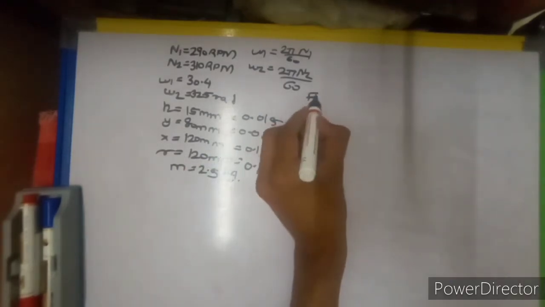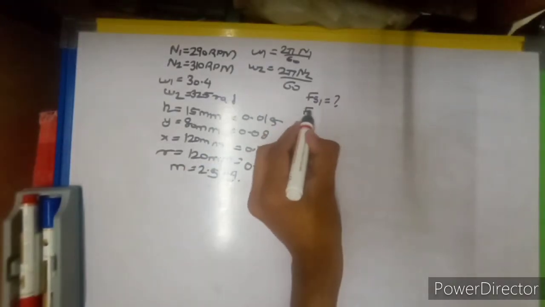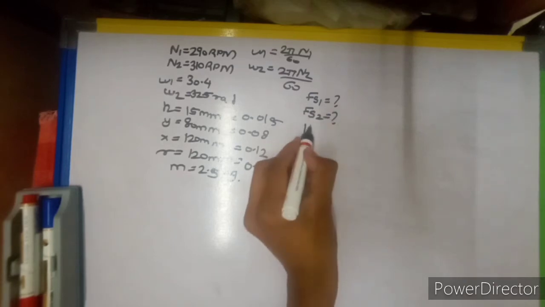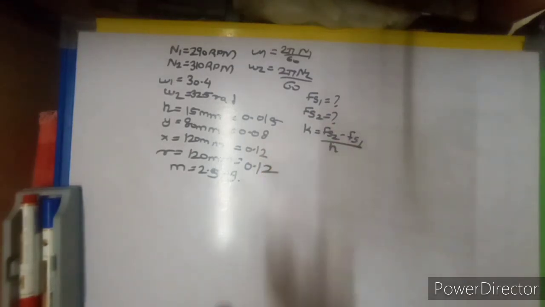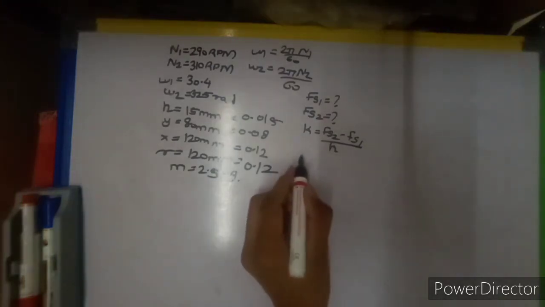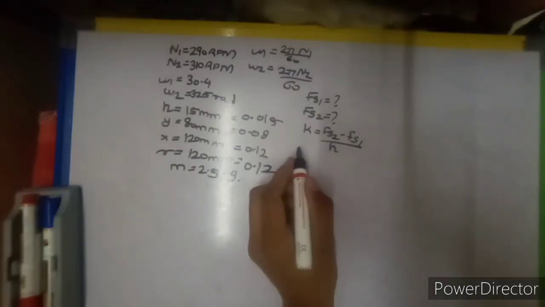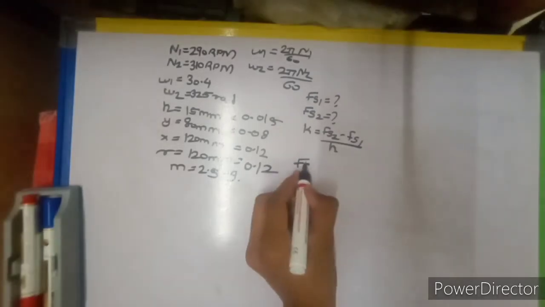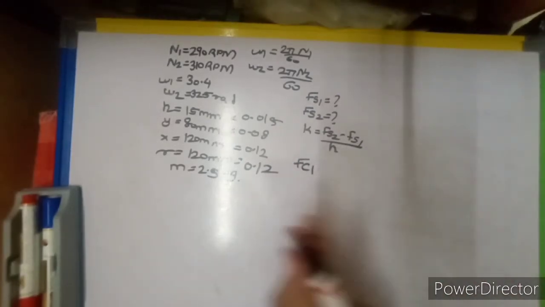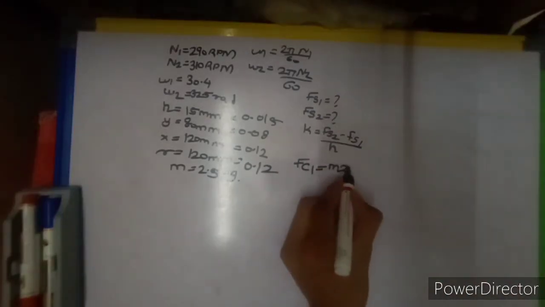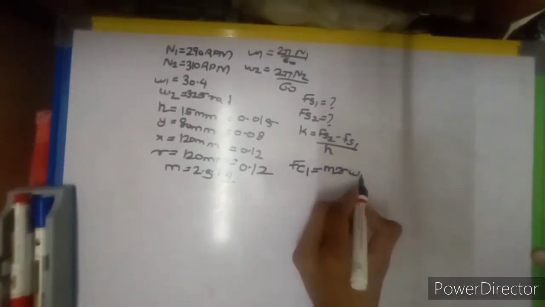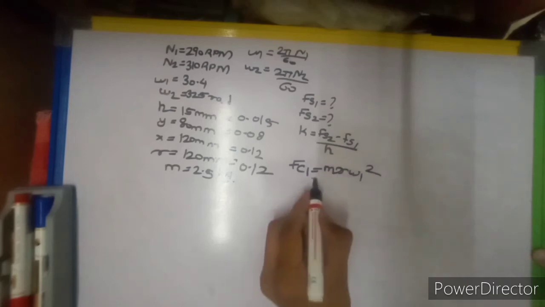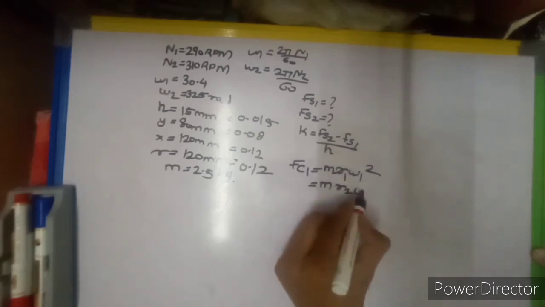So what do we have to find? Load on the springs Fs1 and Fs2, and k, that is (Fs2 minus Fs1) upon h. So four formulas we have to apply in this sum. Only four formulas: Fc1, that is the centrifugal force, m r1 omega1 square, and Fc2, m r2 omega2 square.